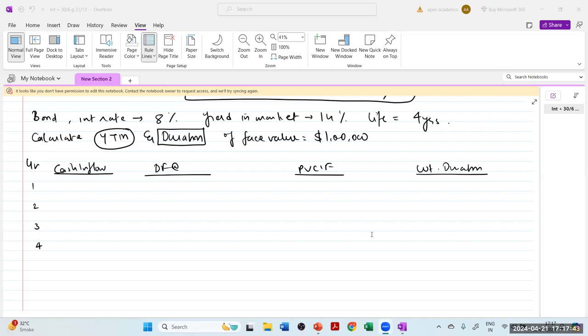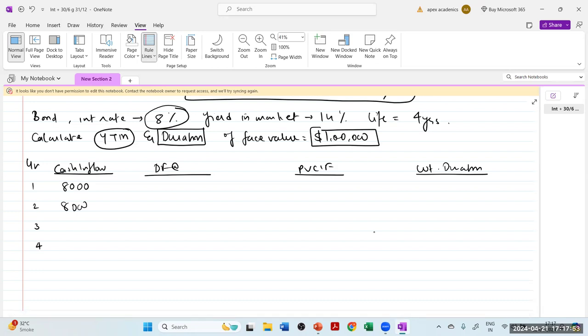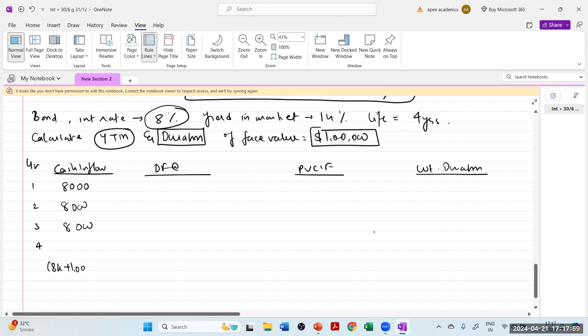Let us enter into the discussion. The cash flow will be on the face value of 1 lakh. You are going to get a stated interest of 8%. So that is how much? 8,000, correct? Yes, 8,000. In the 4th year, you are going to get 8,000 plus you are going to get back 1 lakh. Am I right? So it is 1 lakh 8,000.